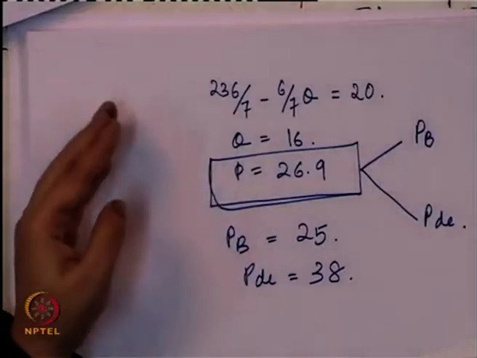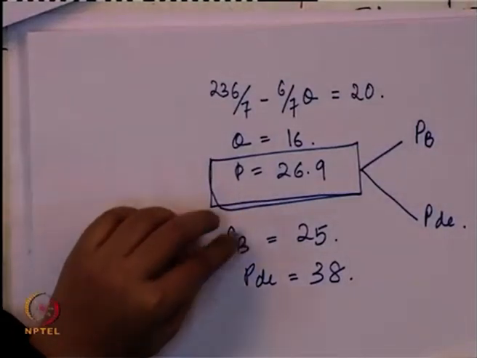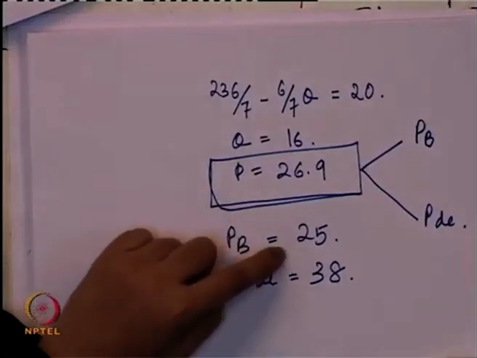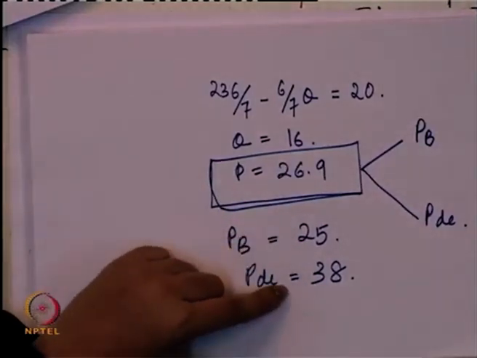But if there is discrimination by the specific firm, B charges 25 for the price and DC charges 38. So the point to remember here is that the monopolist always checks for the price level where they can maximize profit, and on that basis they fix the price in both the markets, whether elastic or inelastic. Generally, in case of inelastic demand they charge a high price, and in case of elastic demand they charge a low price.